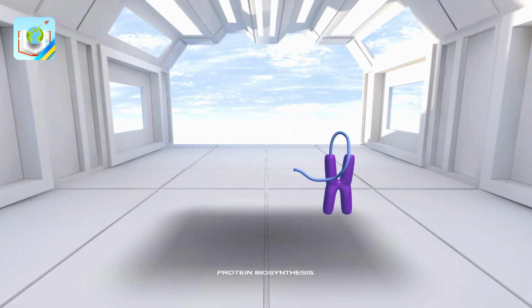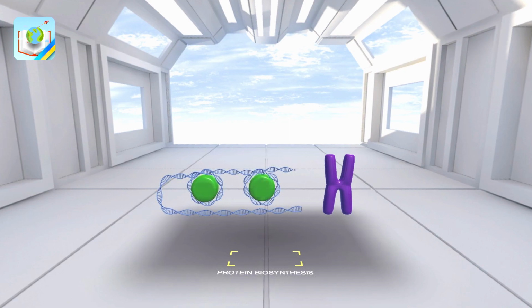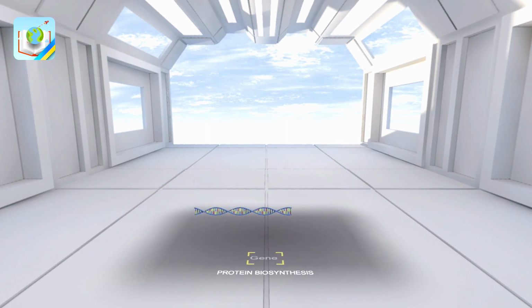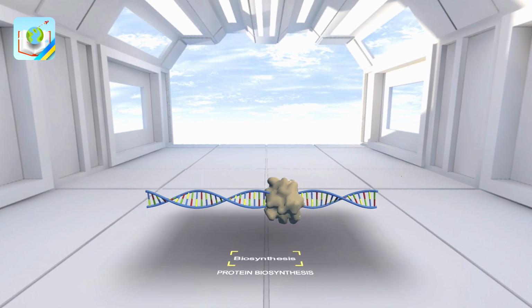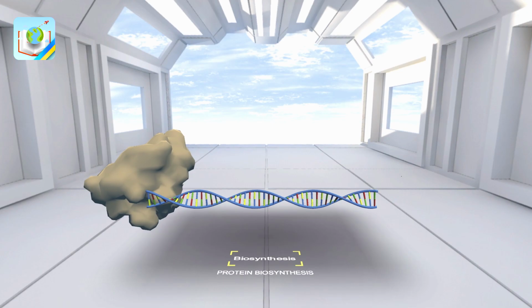The human genome consists of more than 20,000 genes. Each chromosome consists of long chains of DNA molecules wound on specific histone proteins. The DNA is made up of specific sections called genes. Genes are instructions for the formation of a variety of proteins. One gene codes for one protein. The process of protein formation is called biosynthesis.